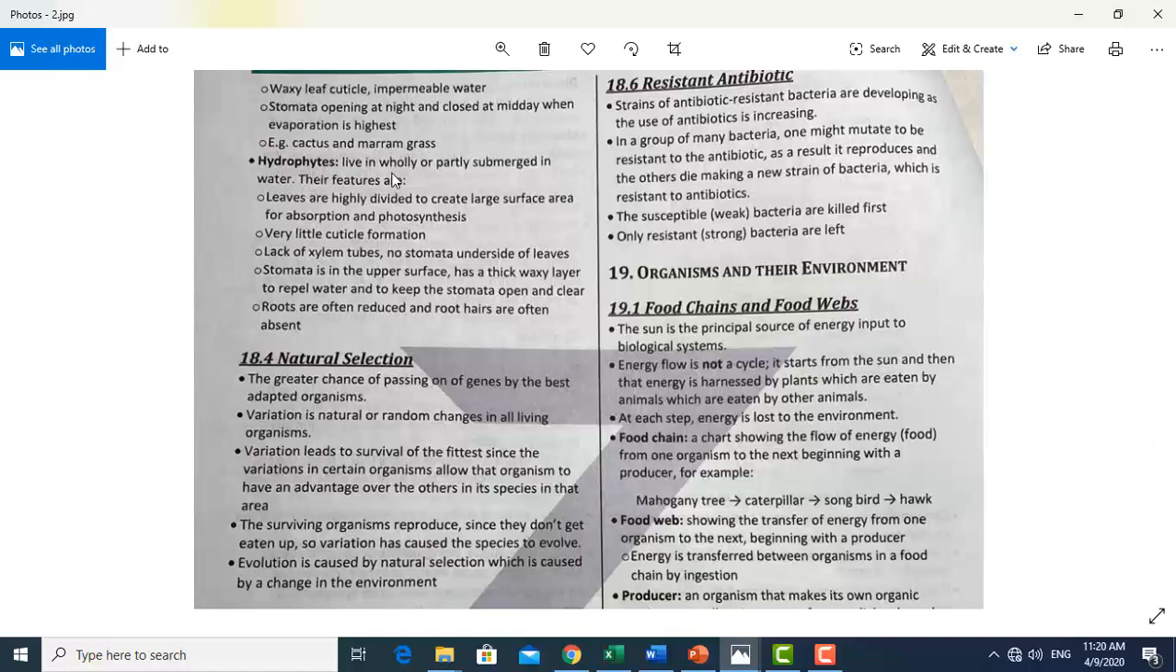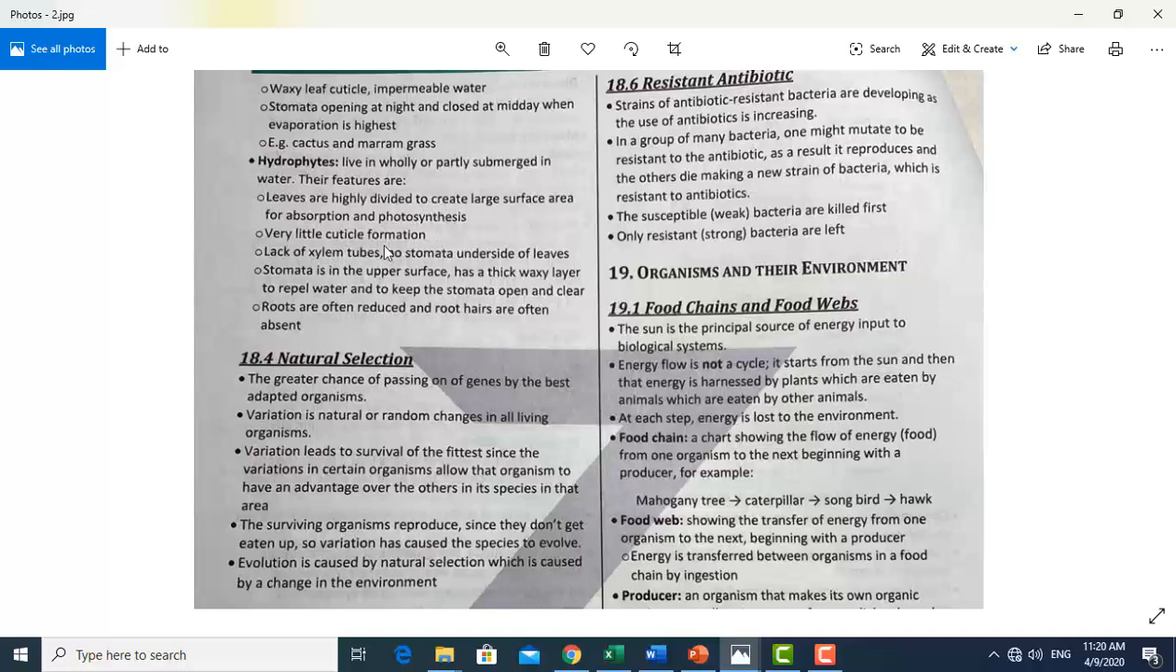The hydrophytes live wholly or partly submerged in water. Their features are that the leaves are highly divided to create a large surface area for absorption and photosynthesis, because the more surface area I have, the more light I will be absorbing, so I can do more photosynthesis. I'm pretty sure that you went through this in grade 7 and 8.